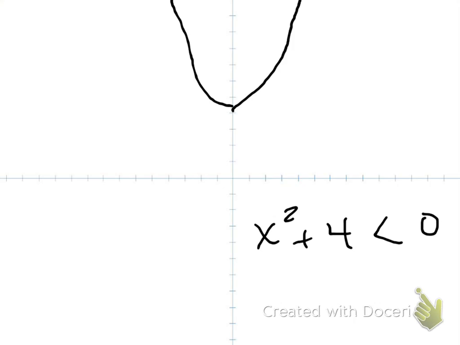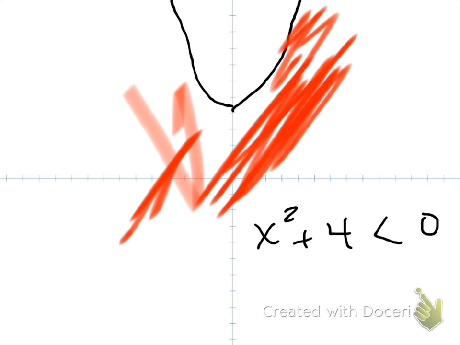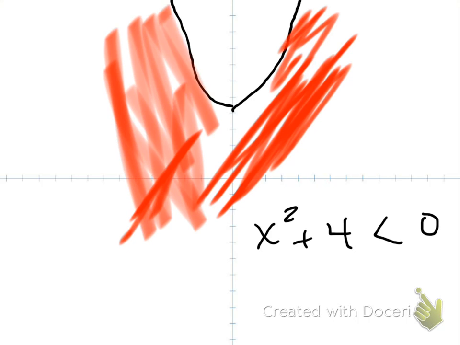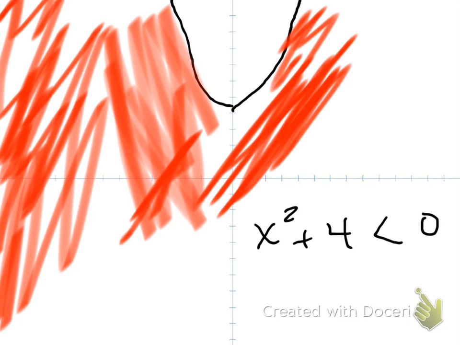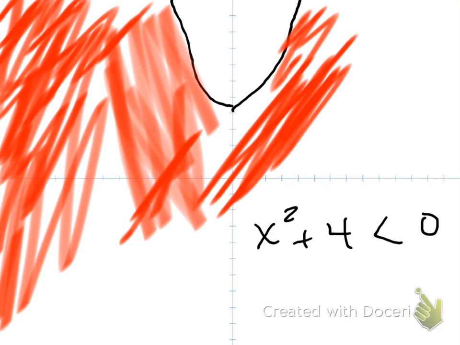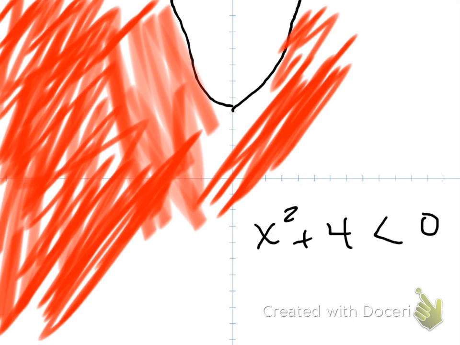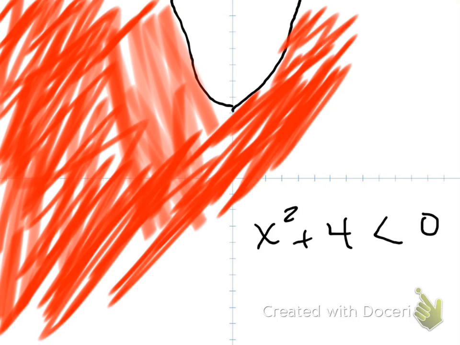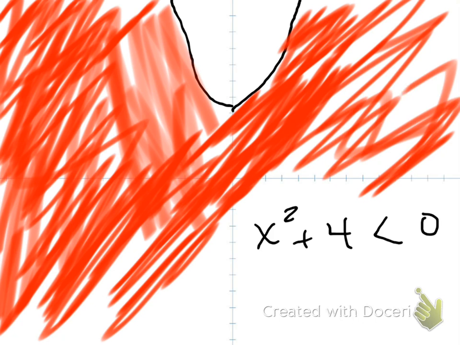Because it is less than 0, that means on your graph you're going to shade in all this area right below the graph, and all the way down to infinity in both directions, except above the graph. That is all you have to do for a problem like this. That's your answer. So let's move on to the next one.